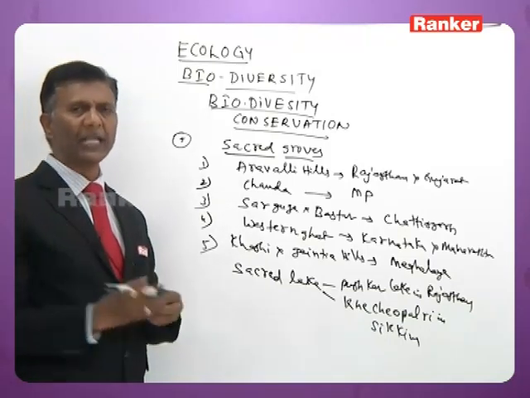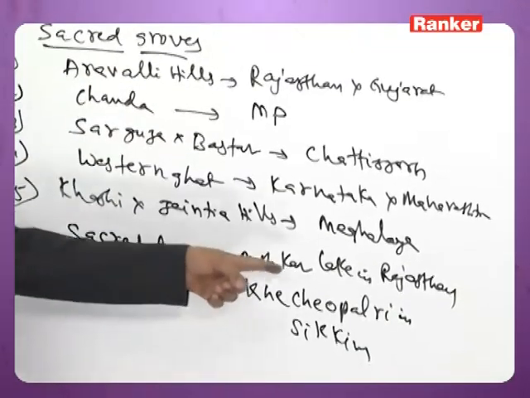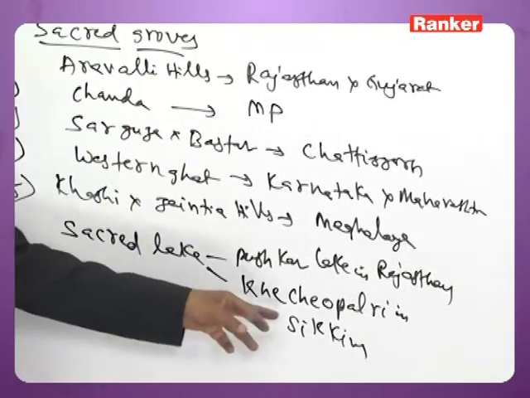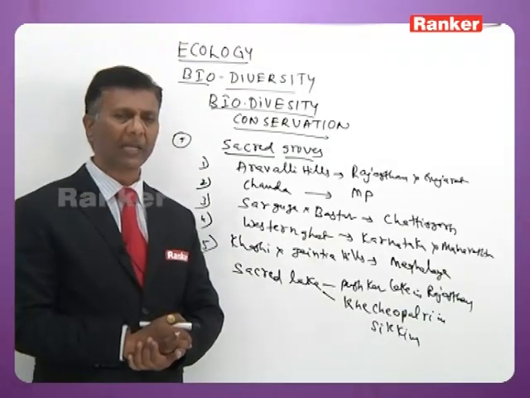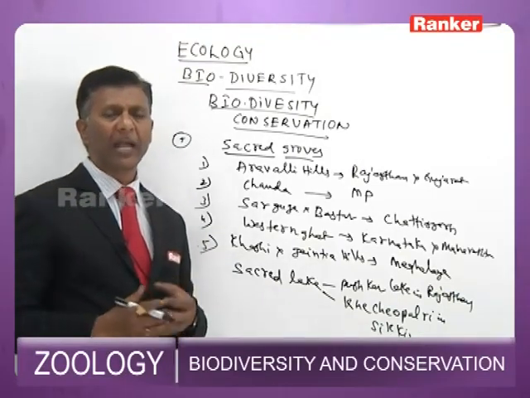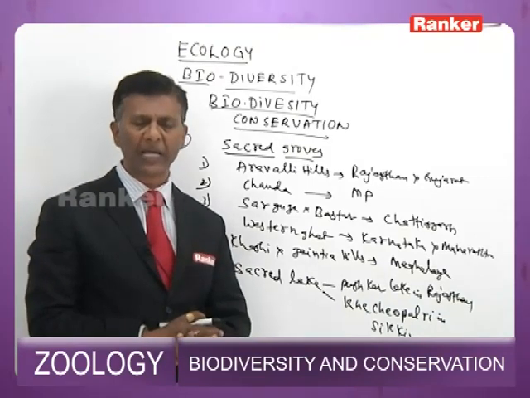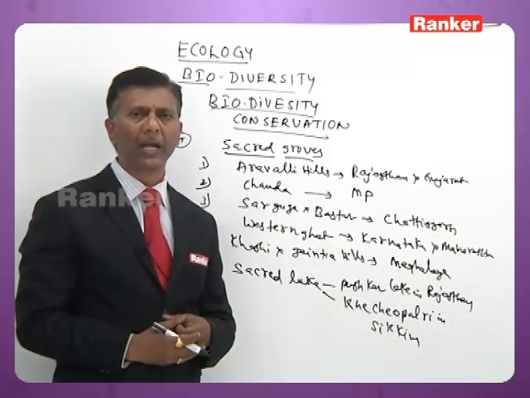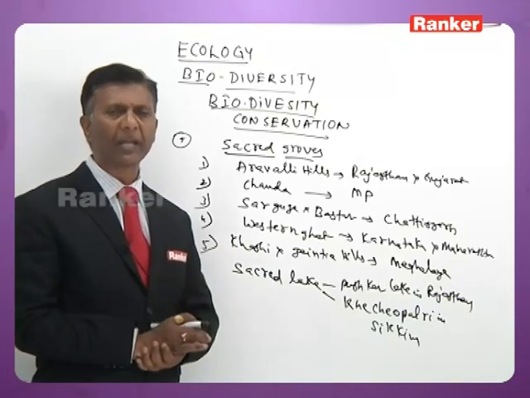Some kind of religious sanctity is attached to them also. Pushkar Lake in Rajasthan is considered a sacred lake. Then Khecheopalri Lake in Sikkim is also identified as a sacred lake. At the same time, people even identify the Ganges as a sacred water body. They are also protected from being contaminated by the people who visit that particular area.